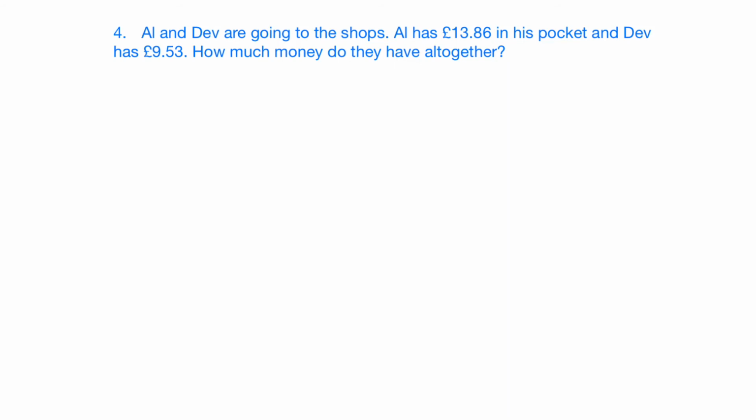Well, if it's all together, then we're going to need to add these amounts. So £13.86, and then we're going to put the decimal point in, and we need to fit £9.53 in. So the 9 comes right in front of the point, and the 53 comes after the point. Okay, now we're going to add these together.